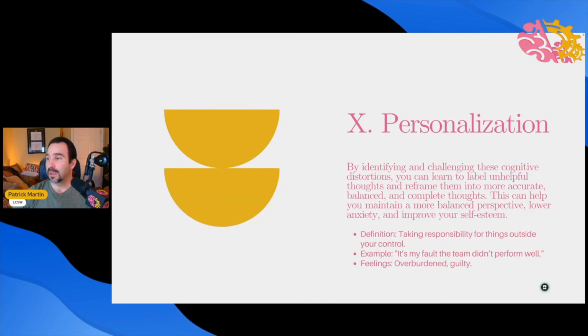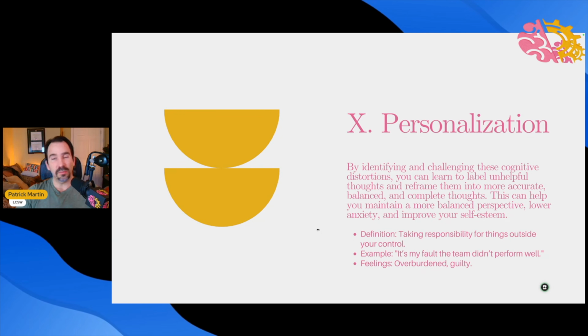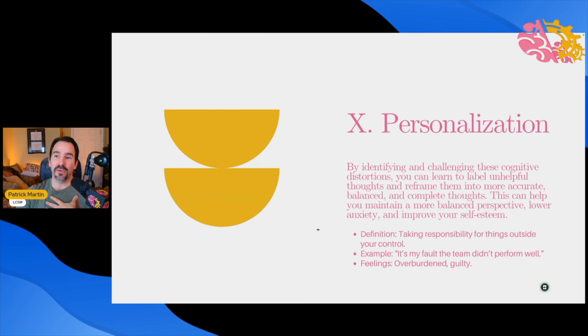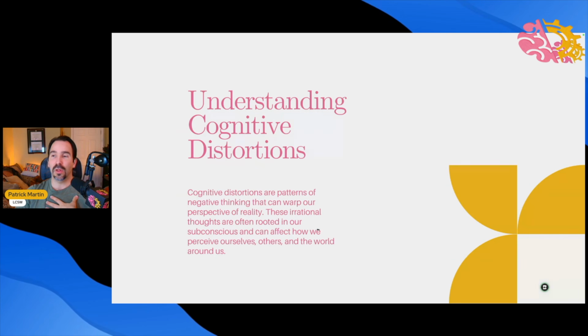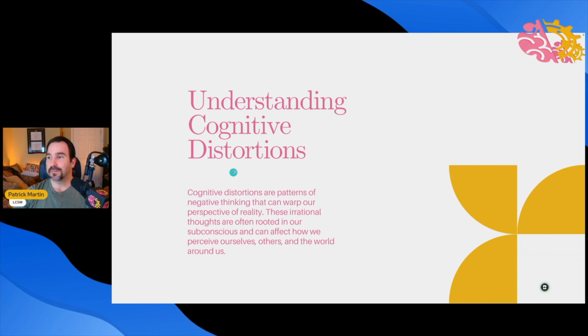But that doesn't happen overnight. It takes time. So this is taking responsibility for things outside of our control. That's personalization, right? It's my fault the team didn't perform well, right? Is it really? But that leads you to feeling overburdened or guilty, right? That you have to fix everything. You have to control everything, but that's impossible, right? You can't control all the outcomes. You can't control all the moving parts in your life. You just can't. You can only keep your side of the street clean and hope for the best and hope everybody else does the same.